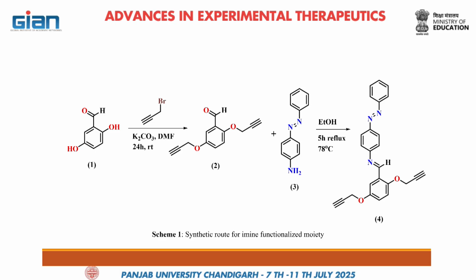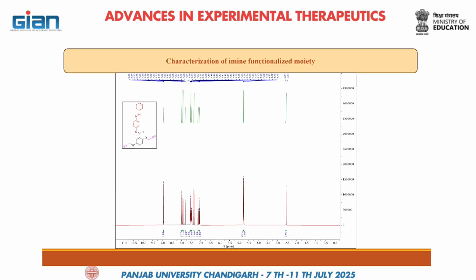Compound 2 so obtained was allowed to react with compound 3, which is an amine, and both compounds were dissolved in ethanol, and the resulting solution was refluxed for 5 hours at 78 degrees Celsius. Upon completion of the reaction, which was monitored by TLC, the ethanol was evaporated under low pressure, resulting in the formation of orange colored compound 4. Compound 4 was characterized by 1H, C13, mass and crystallographic methods.